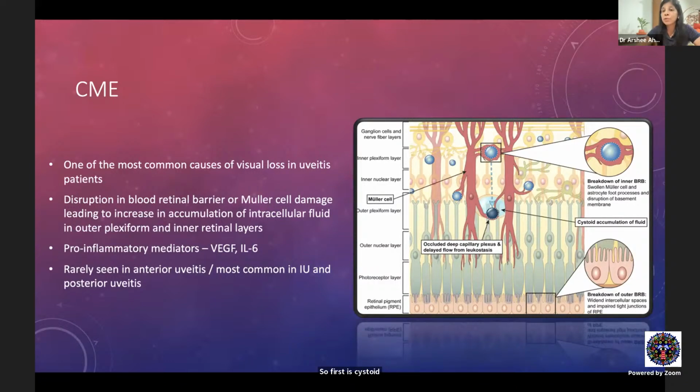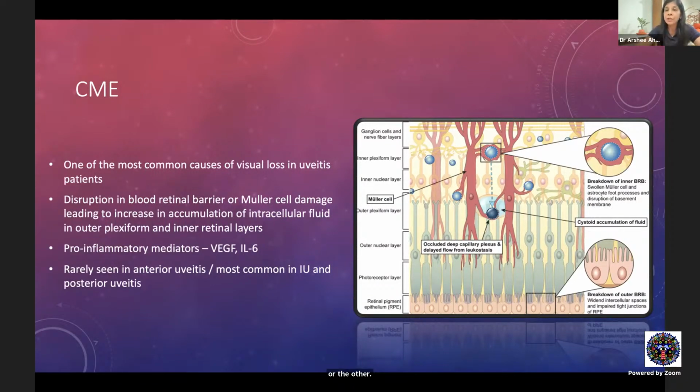So this is one of the most common causes of visual loss in uveitis patients, and many studies show that maybe 30 to 40% of chronic uveitis patients would develop CME at some point or the other. So why do we get macular edema?